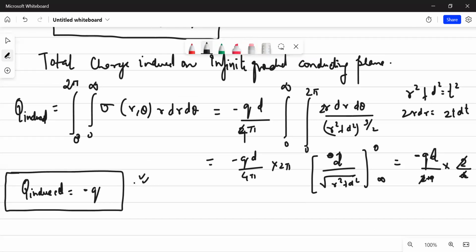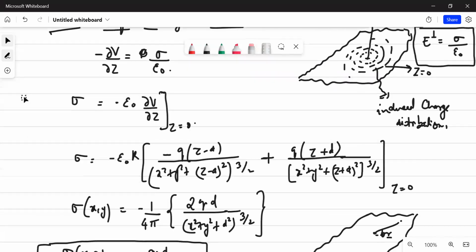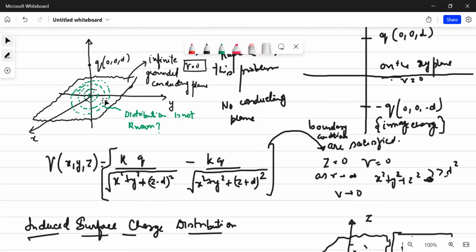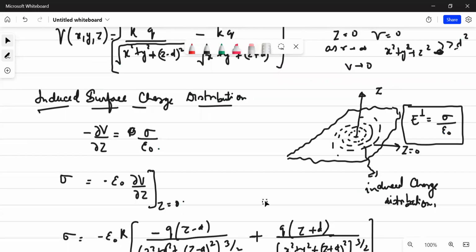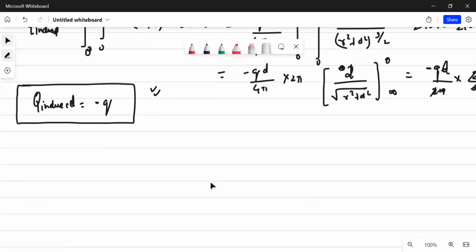Okay. Now, obviously, because of this induced charge distribution on this infinite conducting plane, one can expect that this charge q would experience an attractive force, right? Because this induced charge distribution on the plane is negative. So obviously, this charge q is going to feel some attractive force. Okay, so let us find this force of attraction which this charge q feels.